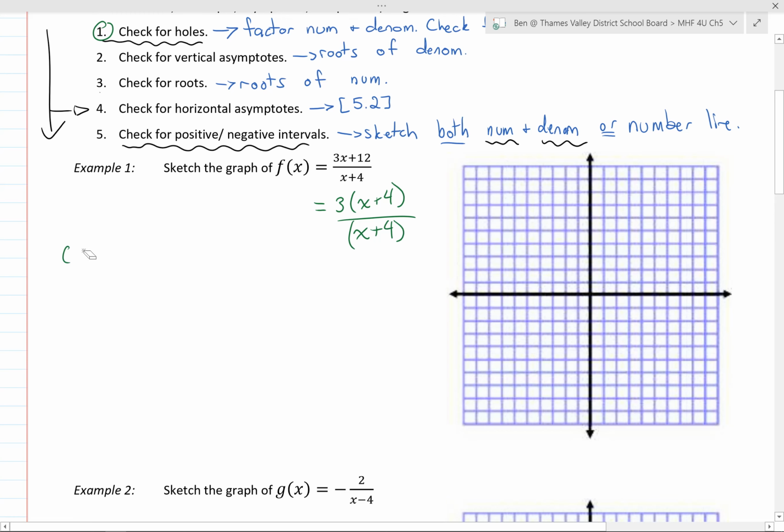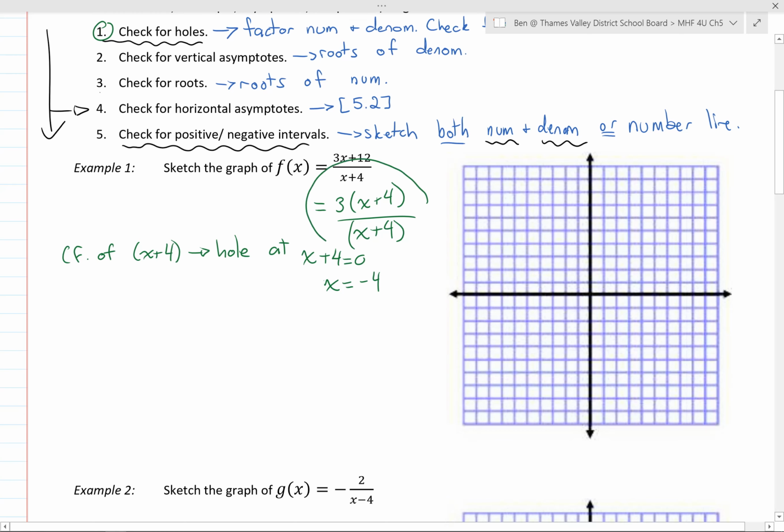And we can write with short form here. Common factor of x plus 4. So we would say there's a hole at where x plus 4 equals 0, right? The root of this common factor, and that is at x equals -4. So now I know there's going to be a hole at x equals -4.